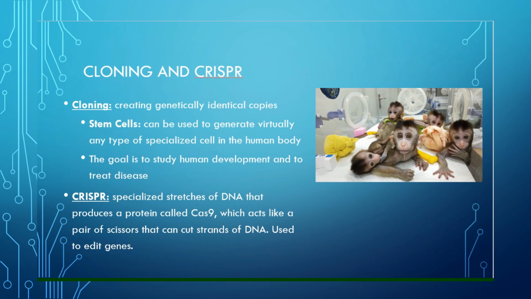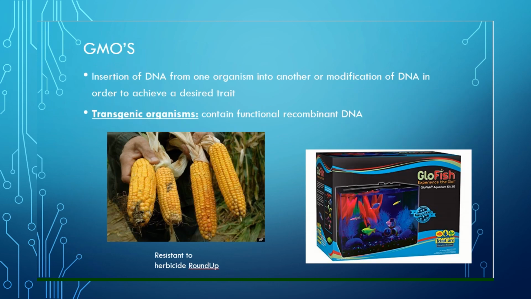And then CRISPR is a specialized stretch of DNA that produces a protein called Cas9, which will act kind of like a pair of scissors to cut strands of DNA, which is then used to edit genes. There are also GMOs, genetically modified organisms, so the insertion of DNA from one organism into another, or a modification of DNA in order to achieve a desired trait.